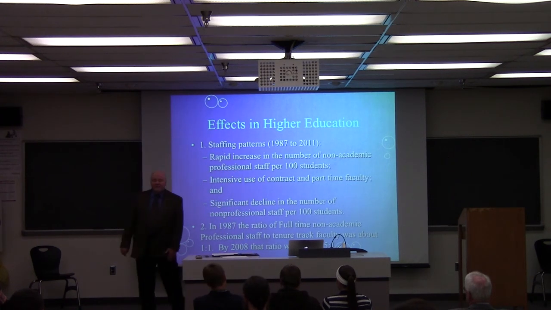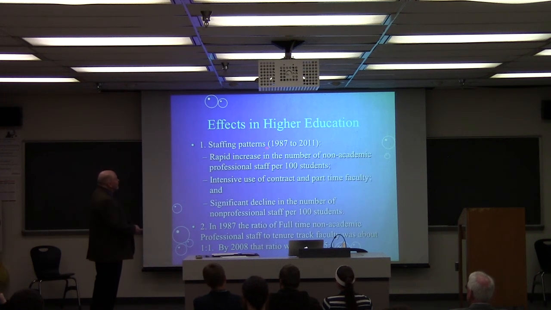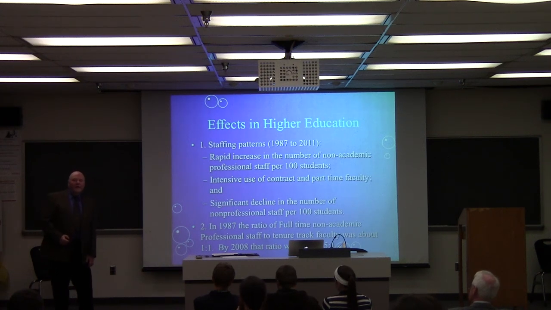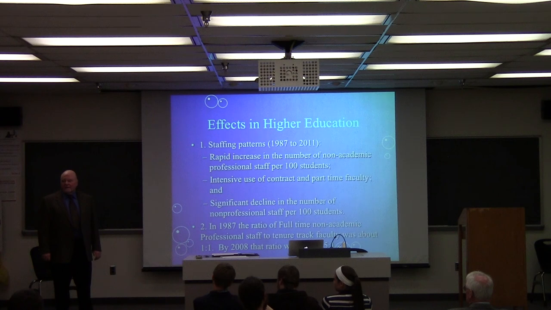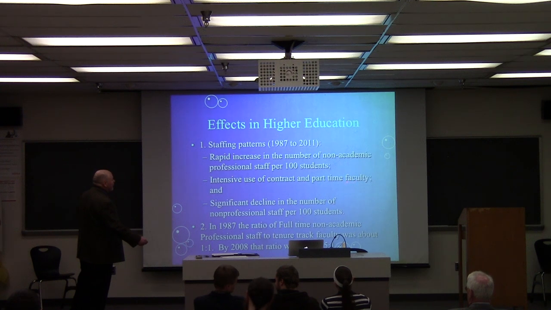Now, what are the effects of bureaucratic entropy in higher education? It's all about staffing, right? So you ought to find it in the staffing pattern, shouldn't you? So what happens when we look at staffing patterns across the board from 87 to, say, 2011? Well, the first thing you find is a very rapid increase in the number of non-academic professional staff per 100 students. There's only one other rate of increase in staffing ratios that is even anywhere close to that. And guess what that is? What other category of staffing has been increasing at more or less the same rate within the higher education institutions? Part-time faculty. Okay. So, very intensive use of contract faculty and part-time faculty.